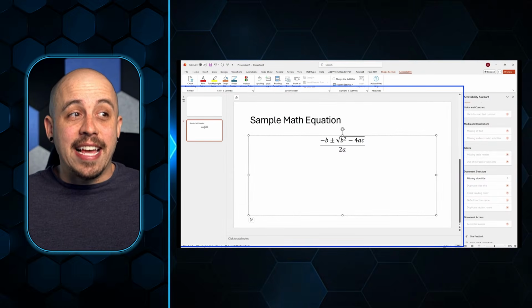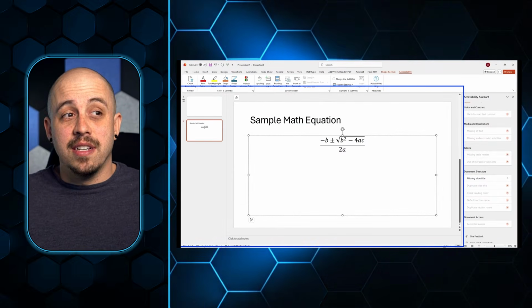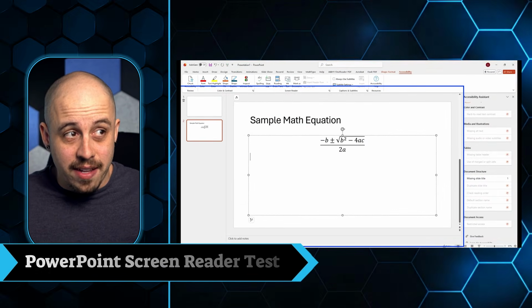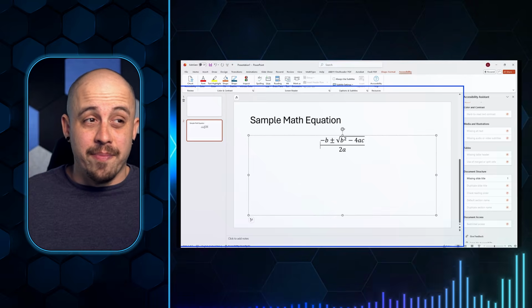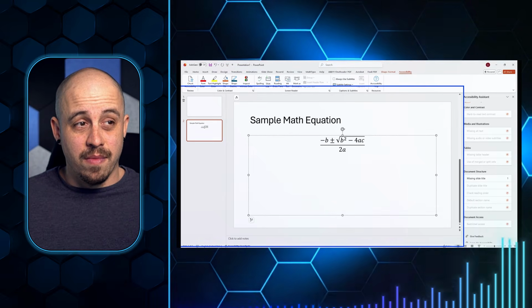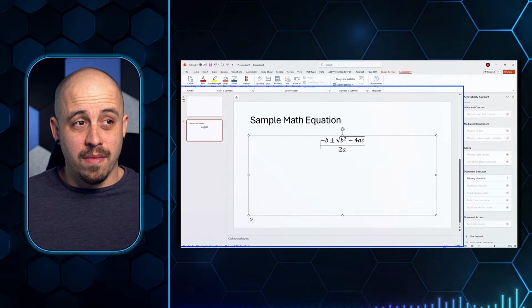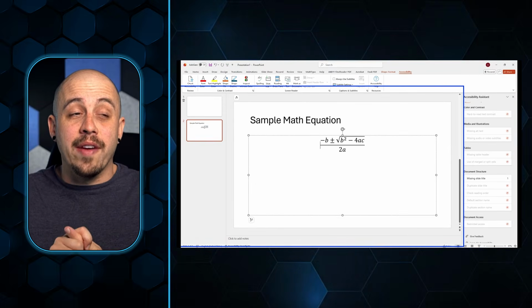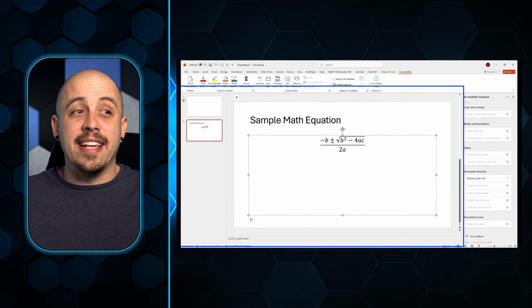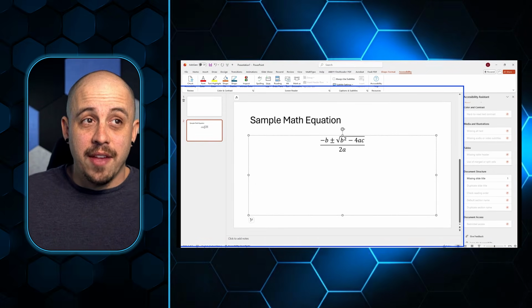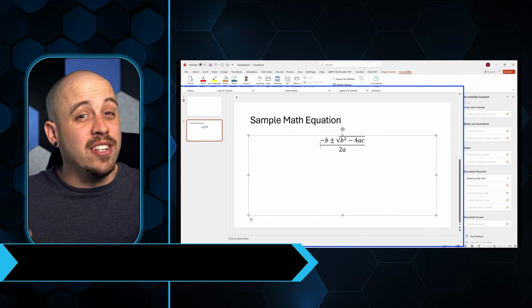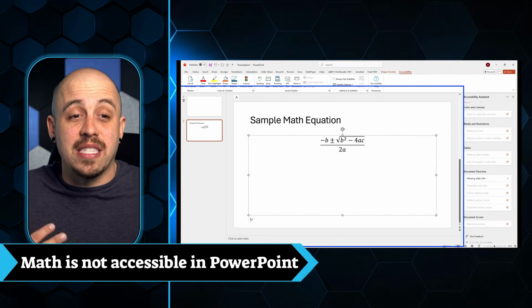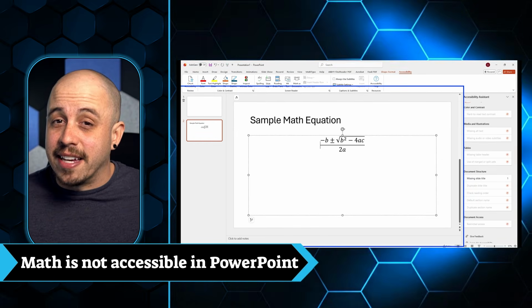Now I have the same exact equation entered into a default slide, and when I navigate to it, it's going to read a little bit different. Edit multi-line minus b plus or minus b2 minus 4ac2a. So it didn't give me the square root information, nor did it give me that it's a fraction component. This is because the math that's inlaid in PowerPoint is still not totally accessible as of this video in 2026.